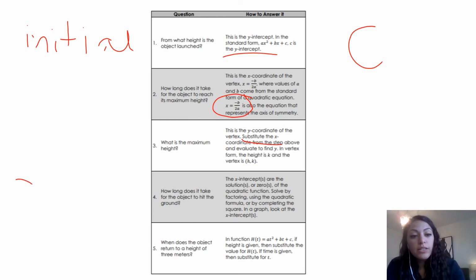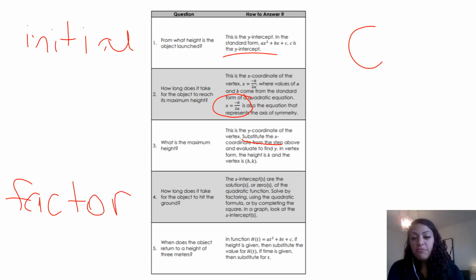Okay, how long does it take the object to hit the ground? You are usually going to factor. We use GCF, but we can do any type of factoring, or you could use the quadratic formula. When in doubt, you can always use the quadratic formula to find when it hits the ground, because that's when it's set equal to 0, right? Ground level is 0. So you can also use the quadratic formula if you can't remember how to factor.